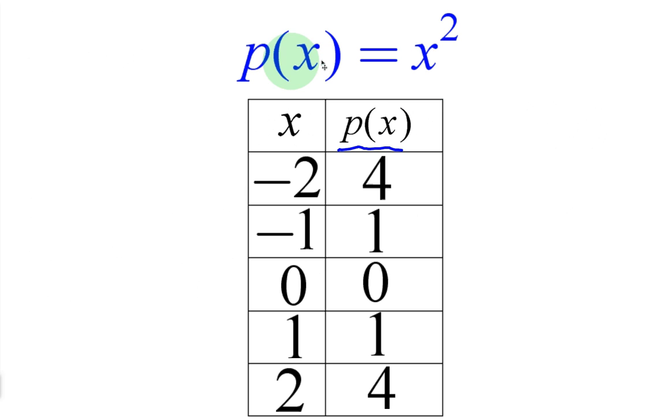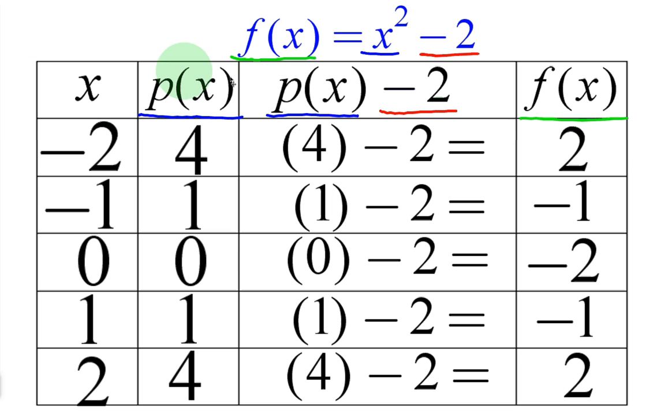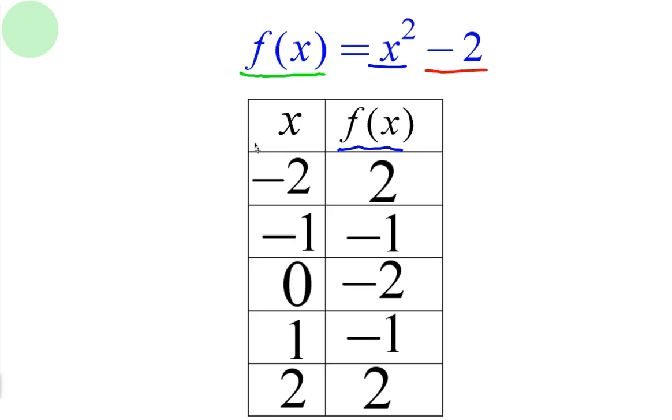Here's what the chart looks like for x squared. We've already looked at this many times before. As you can probably infer already, we're just going to take the y values of p and subtract 2 since it's x squared minus 2. And now we have our new y values, 2, negative 1, negative 2, negative 1, 2, while keeping the same x values. Therefore, our transformed chart, f of x equals x squared minus 2, is going to look like this.